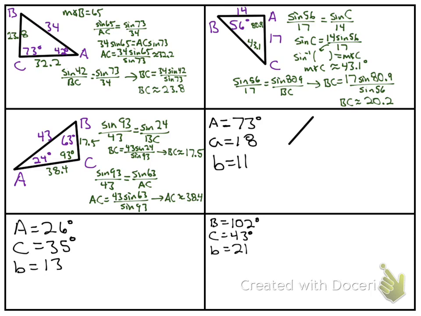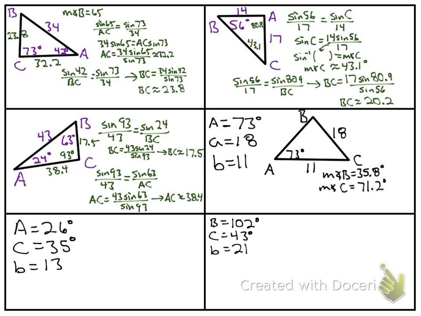So first one here, just going to draw a triangle A, B, C. Angle A is 73 degrees. Little a, the side opposite, is 18, and b is 11. So I have to find all of the remaining parts. And what you'll get there is that the measure of angle B is 35.8. The measure of angle C is 71.2, and we get that from just subtracting from 180. And then we do the law of sines again to get that AB is about 17.8.